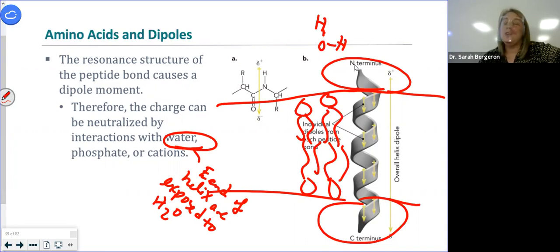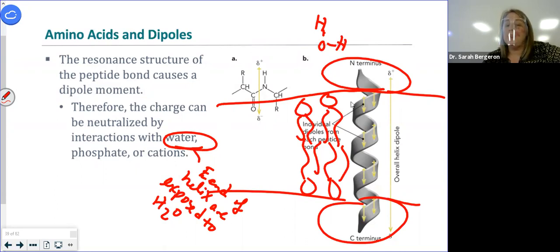Okay. You could interact with other molecules that are charged. Water is not the only thing that can interact with a charged or partially charged portion of a protein, right? What's the charge on phosphate? Negative. So what end do you want to associate with? The N terminus or the C terminus if you're a phosphate? The N terminus, right? The opposite charge. Cations would be good to interact with what, N or C terminus? C terminus, right?